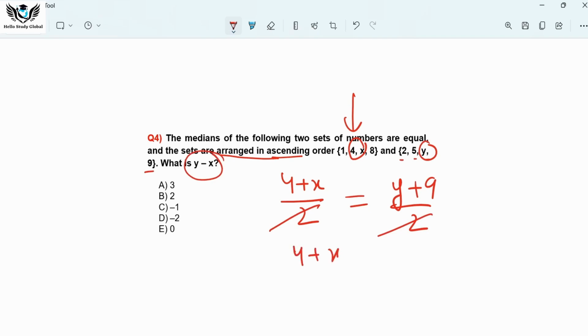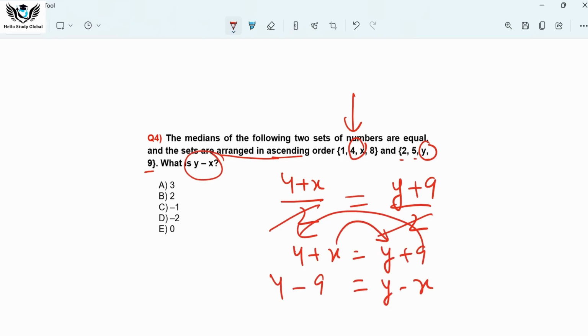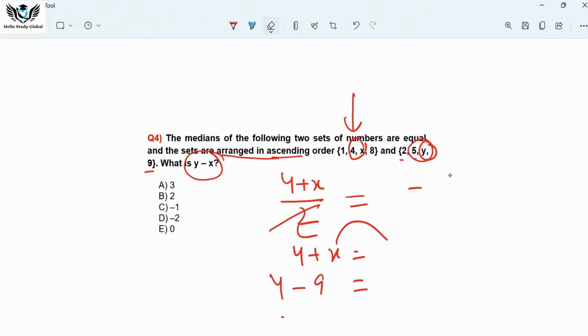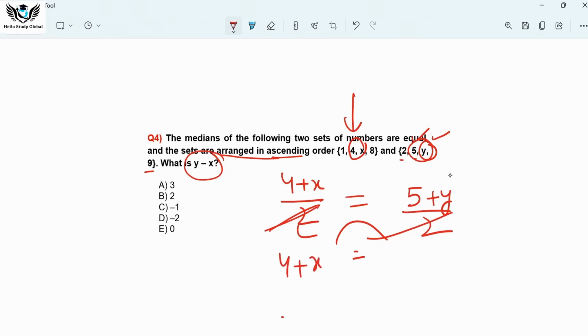So 4 plus x is equal to y plus 9, and x goes over here. y minus x would be equal to 4, and 9 goes on to the other side, minus 9. So this would be 4 plus x by 2, 5 plus y. On the right side it would be 5 plus y, because the middle two terms are 5 and y, so 5 plus y by 2. So 2 gets cancelled. 4 plus x is equal to 5 plus y.